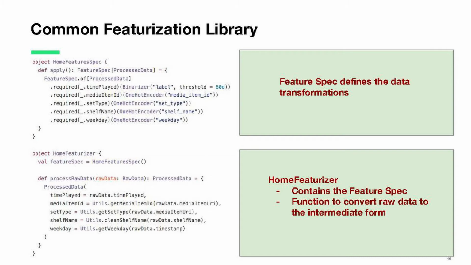And then this home featurizer object is going to contain the feature specification that we defined above, as well as the function that goes from the raw data to the process data. And again, that's just meant to convey that all these pre-processing steps are taking place in this common featurization library.